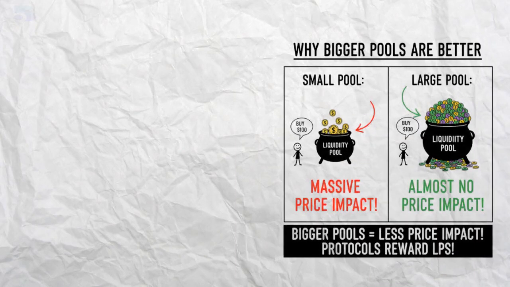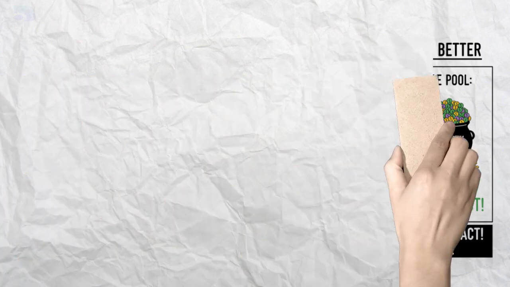Why bigger pools are better. A $100 trade in a $1,000 pool equals massive price impact. A $100 trade in a $100 million pool equals almost no price impact. This is why protocols incentivize large pools through liquidity mining, offering extra token rewards to LPs.